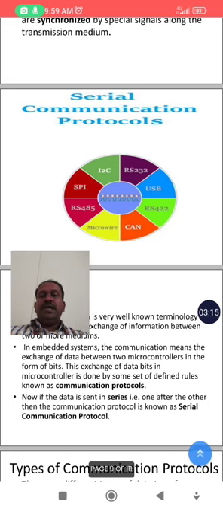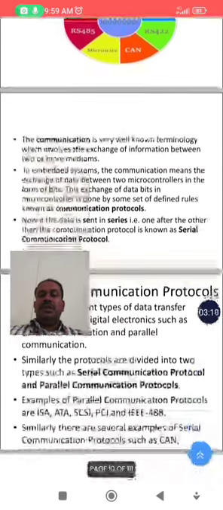What serial communication protocols are available? RS-232, USB, RS-422, CAN, Microwire, RS-485, SPI and I2C. These are some of the serial communication protocols that can be used for embedded applications.